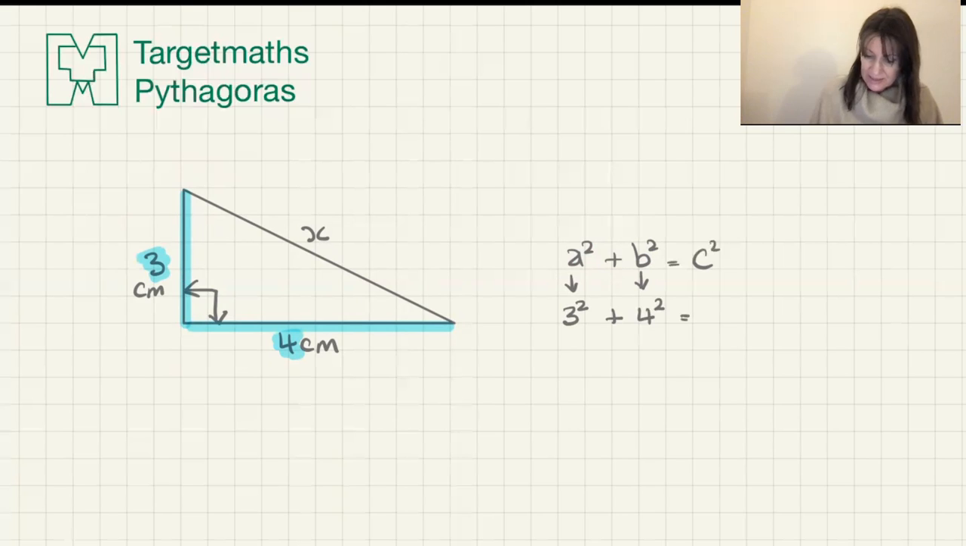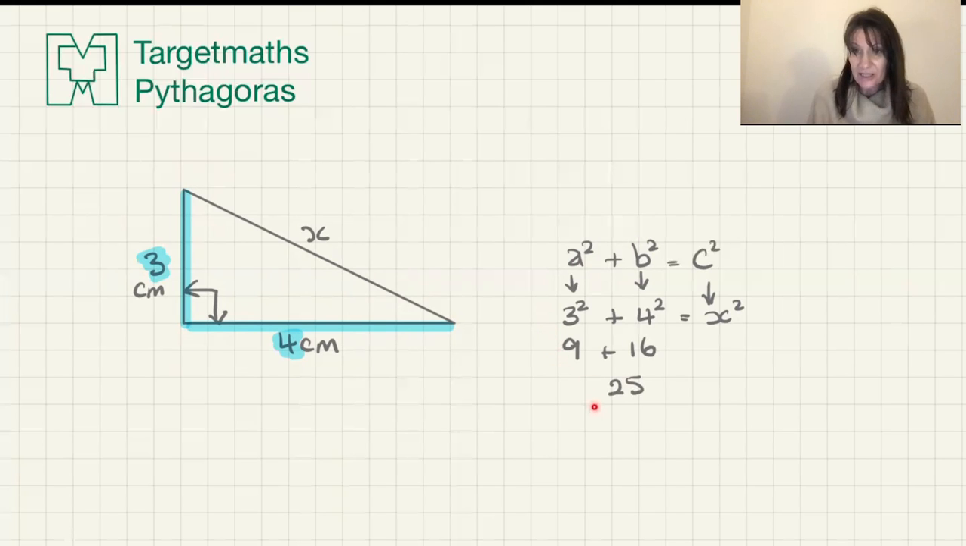The C is going to be replaced with the X. And now what I've done is I've taken the information from the diagram and I've put it into the formula in the right places. Now I've got maths I can actually do. 3 squared is 9. 4 squared is 16. 9 plus 16 is 25. So on this left-hand side, there's a whole load of maths I can actually do. On this side, there isn't anything other than it's equaling x squared.